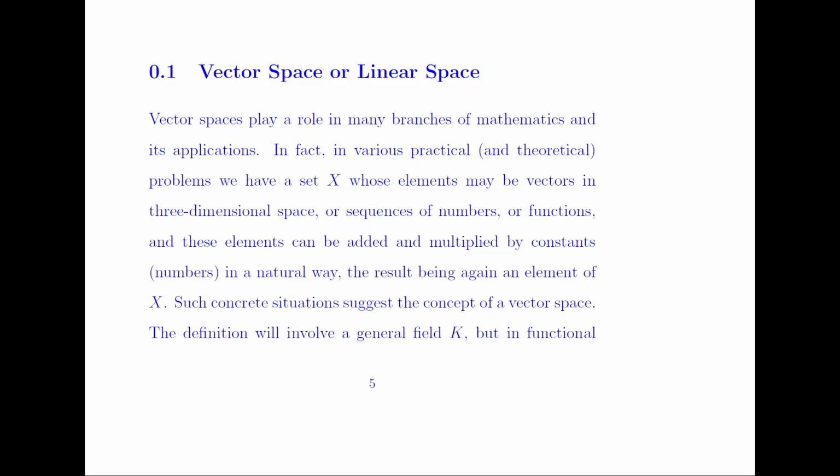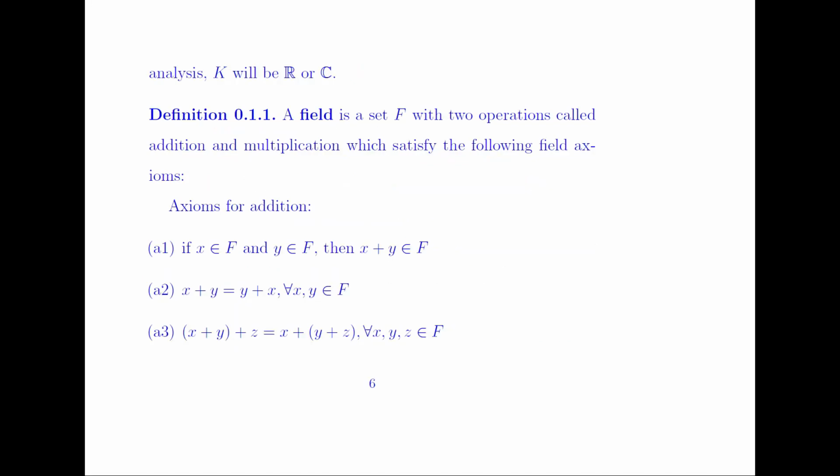The definition will involve a general field, but in functional analysis, this general field will be real or complex. So first of all, we would like to discuss what a field is. A field is a set with two operations called addition and multiplication which satisfy the following axioms. There are some axioms under addition and some axioms under multiplication.